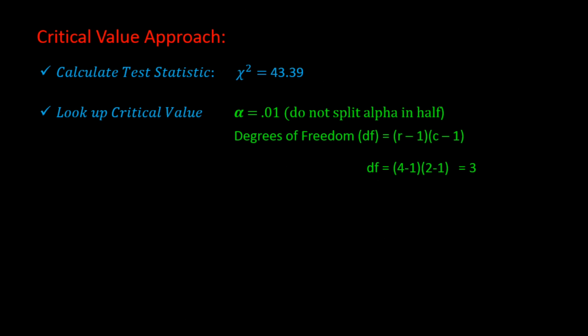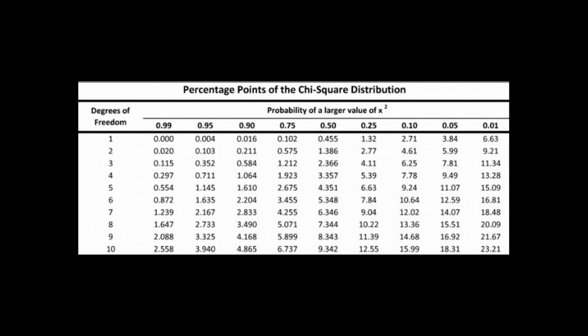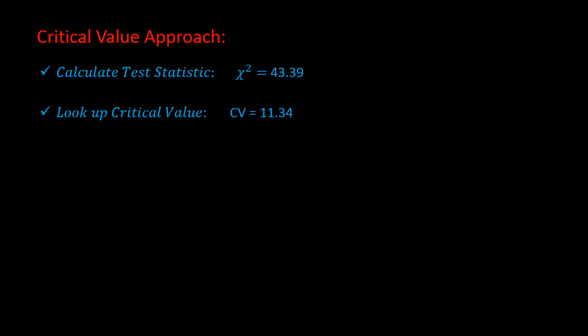Now we are ready to look up the critical value in the chi-square table under alpha 0.01 and 3 degrees of freedom. Looking on the chi-square table under alpha 0.01 and 3 degrees of freedom, we find a critical value of 11.34. So now we have the test statistic of 43.39 and a critical value of 11.34. Our next step is to compare the two and come to a statistical conclusion.